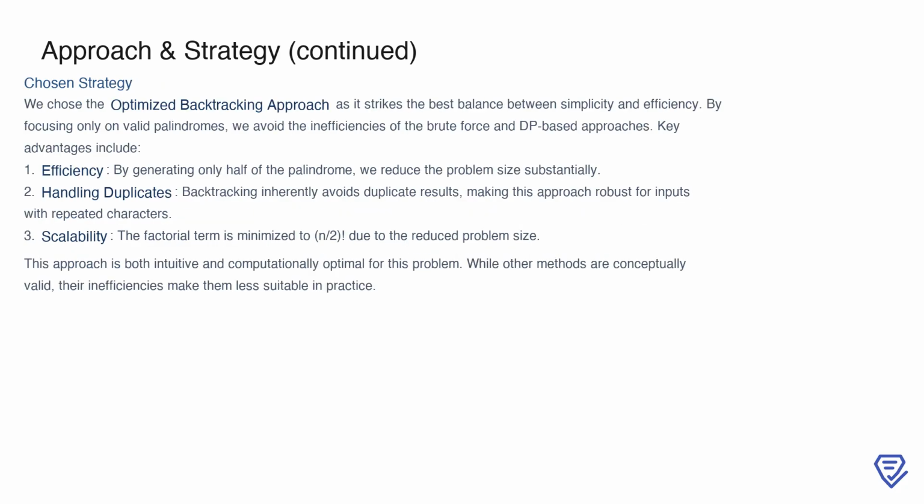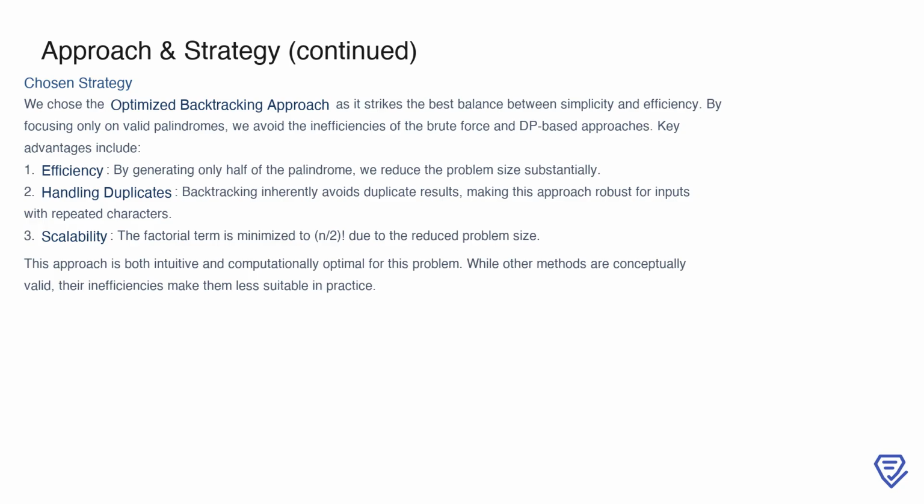The optimized backtracking approach is the most effective strategy for solving this problem, as it balances simplicity and efficiency. By concentrating solely on valid palindromes, we eliminate the inefficiencies of brute force and DP-based methods. This approach offers several key advantages. First, it is highly efficient because we only generate the first half of the palindrome, substantially reducing the problem size. Second, it inherently avoids duplicate results, as the backtracking process efficiently handles repeated characters.